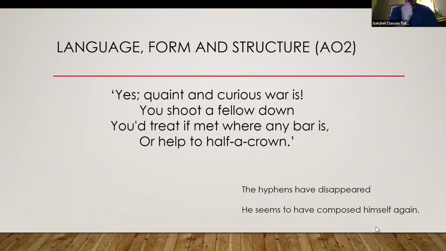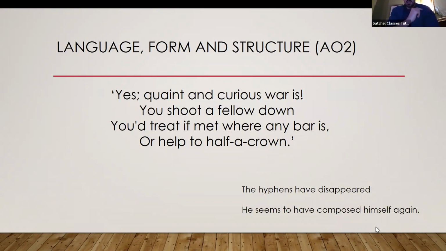And then he says, yes, that's what it is. He's composed himself. Therefore, the hyphens that were sort of signifying this emotional breakdown have disappeared. "Quaint and curious war is." Okay, he's just saying, well, that's just what war is like. "You shoot a fellow down, you'd treat if met where any bar is."